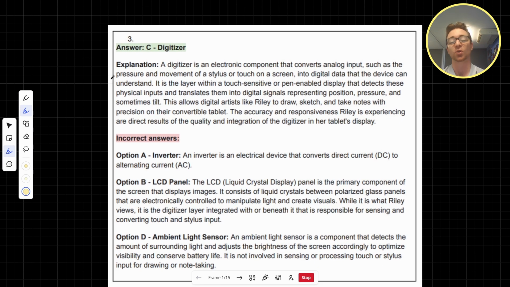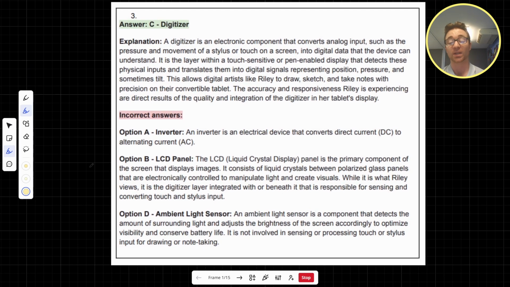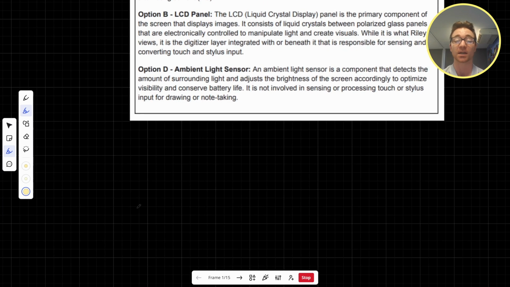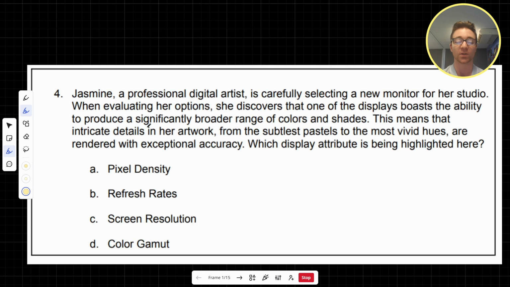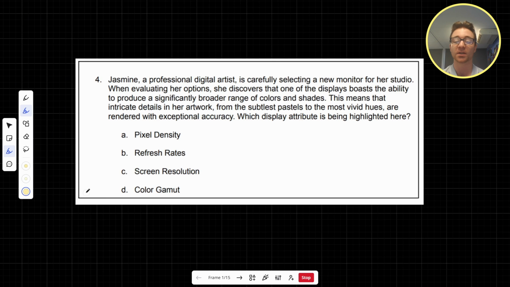The digitizer is responsible for converting that physical touch into an input that your computer can actually do something with. The digitizer is what we were looking for there. Pause the video if you want to read those. Moving on to the next question, which is right about here.